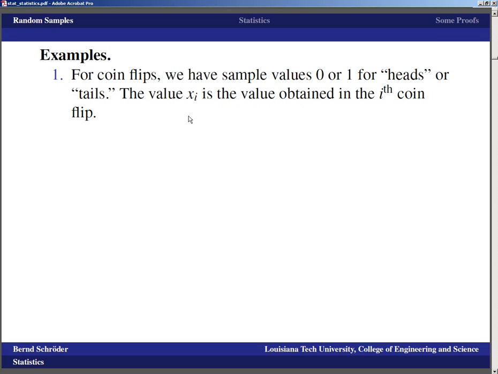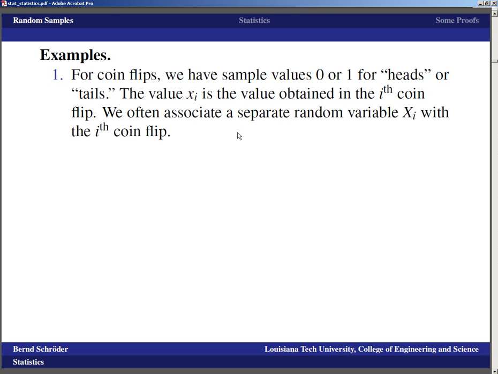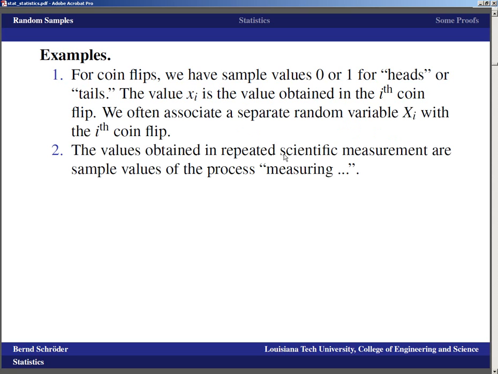Okay, so examples. For coin flips we have sample values of 0 or 1 for heads or tails, and the value xi is the value obtained in the ith coin flip, so it's either 0 or 1. As said previously, and I'm just doing this to drive this point home, we often associate the separate random variable xi with the ith coin flip.